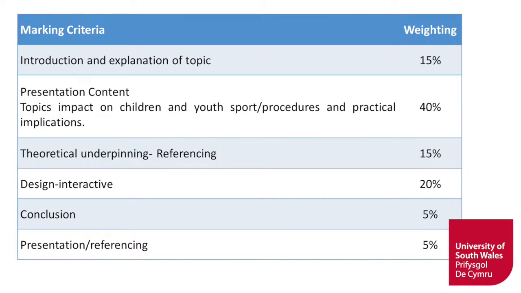Here is your marking criteria. So you can include an introduction and explanation of the topic. Presentation, so you're going to get marks on your ability to present the information content. So topics, impacts on children in sport, procedures and practical implications. The inclusion of theoretical underpinning and references, you need to make sure you can include that. The design and interactive nature, so there's a nice chunk of marks for your ability to put together a good presentation. So if you just present something that's just purely text-based, then that design and interactive nature is very basic.